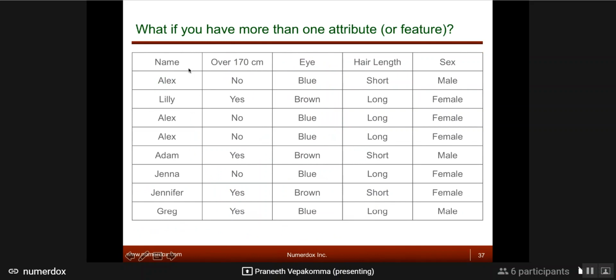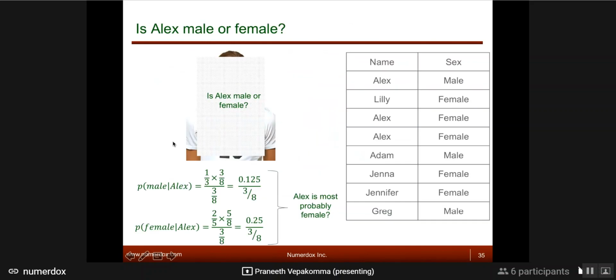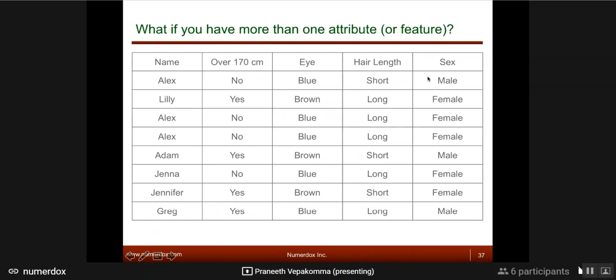Now, what if you had more than one attribute? Instead of just name, if you're looking at many different attributes, there is a very strong assumption that naive Bayes makes. It assumes that the probability of one variable is independent of the probability of another variable. It's a very strong assumption. It's a bad assumption in most real situations, but that's an assumption that naive Bayes goes by. That's why the name suggests it's a naive algorithm.